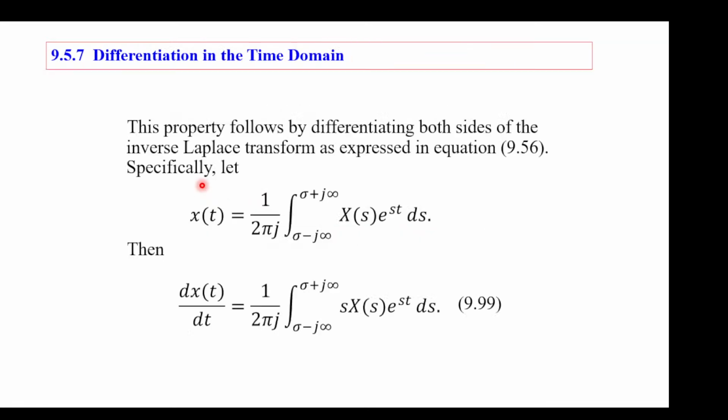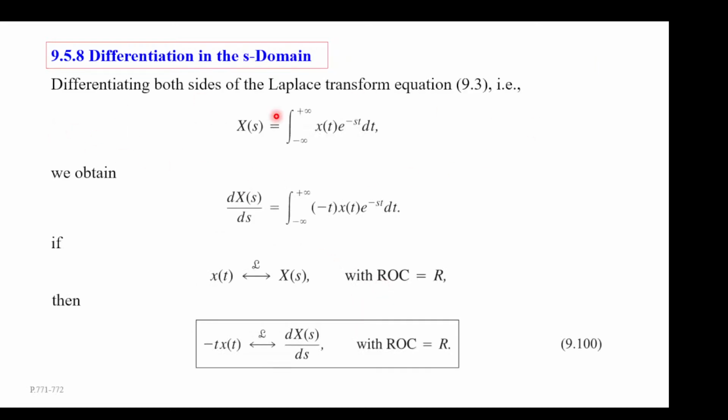We have a very quick derivation here from this inverse Laplace transform equation, and we take a derivative in t on both sides, and you see that it becomes dx/dt, and the only thing that depends on t here is this e to the st, so you get the factor s here. Also for differentiation in the s domain, we can do the derivation by taking d/ds on both sides of this Laplace transform equation. Here you get a minus t factor. So you do differentiation of s here, and you get a minus t factor. And the ROC doesn't change.